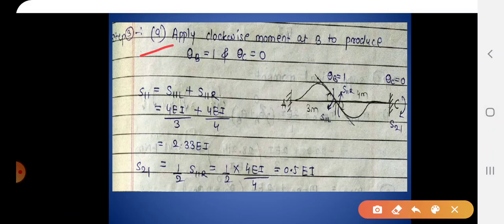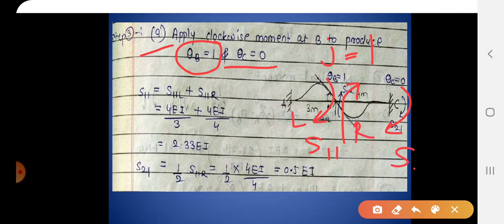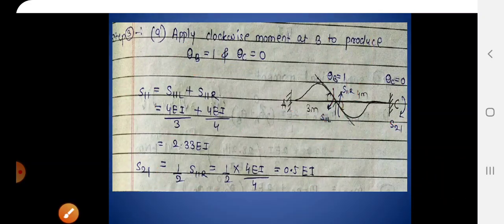Now go to step 3, generate stiffness matrix. Again part A is apply clockwise moment at B to produce theta B equal to 1 and other displacement theta C should be 0. So here part A, therefore J equal to 1, clockwise moment. Okay, so this will be S11 and S21. So you will have first S11 value 4EI by L plus 4EI by L, then S21 half of S11, or 0.5 EI.